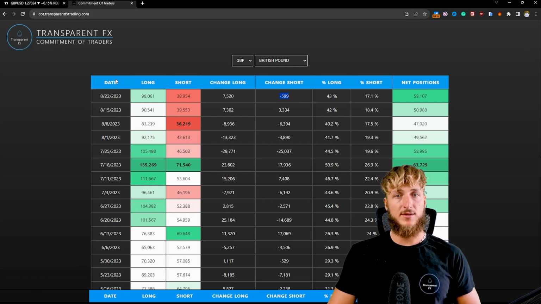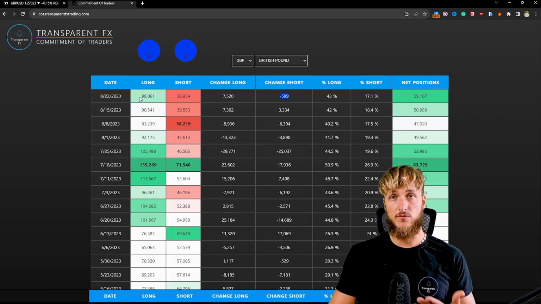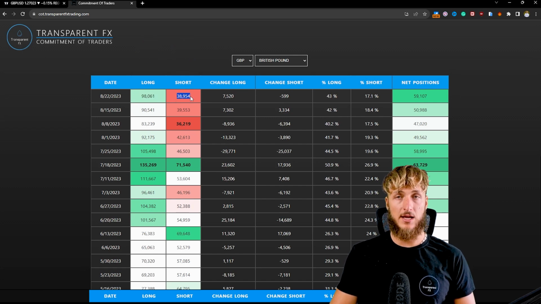Now, with this in mind, we have to also notice how we currently have way more longs than shorts from an institutional perspective already, with 98,000 longs compared to only 38,000 shorts.